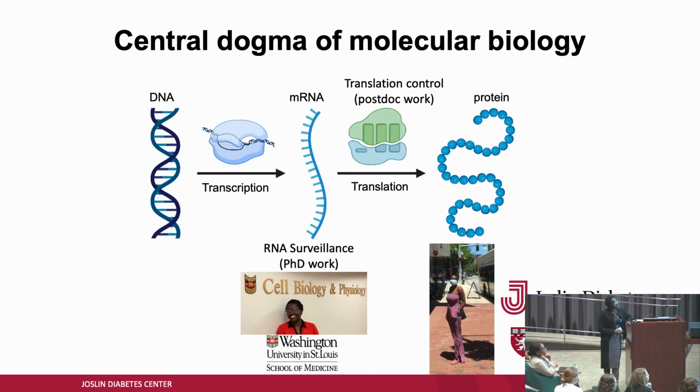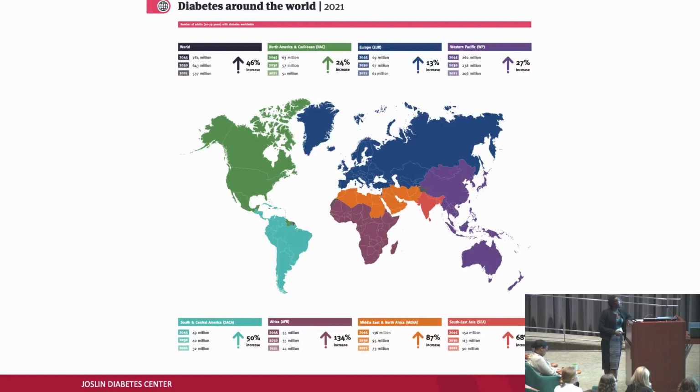I became really interested particularly in the role of the ribosome itself in the regulation of translation, because for a while we've thought of the ribosome as a constitutive translator of any mRNA that's poised to be translated. But there are new findings in the field suggesting that the ribosome itself can be heterogeneous and regulate translation of specific mRNAs. My work right now is applied to a very challenging global public health problem, which is diabetes.